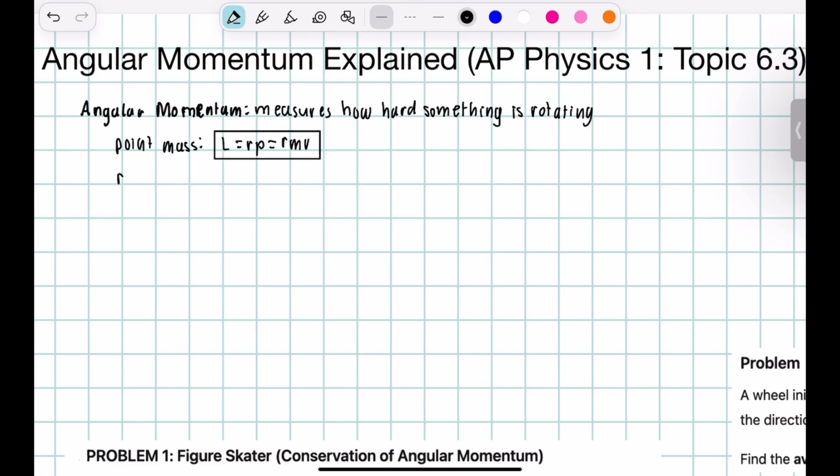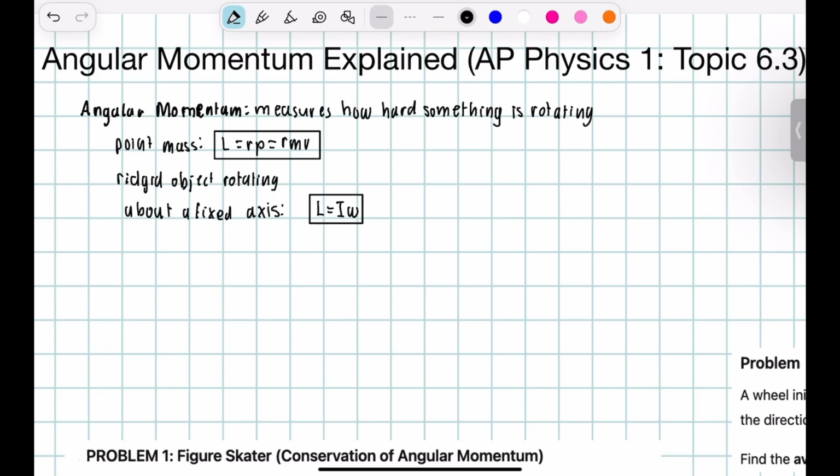Now for a rigid object rotating about a fixed axis, you have the formula L is equal to the moment of inertia times the angular velocity.